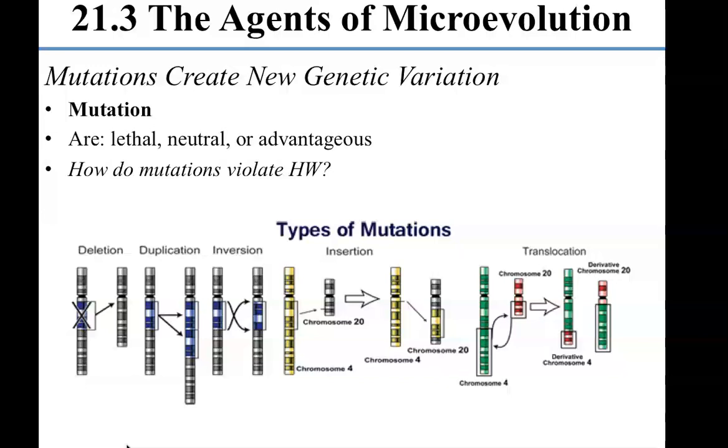Some mutations are advantageous, so they change the protein in a way that ends up benefiting the organism. Maybe it changes the feather color so they're more camouflaged, or it could do anything that would provide a benefit to the organism. Those would be advantageous. So how do mutations violate Hardy-Weinberg?